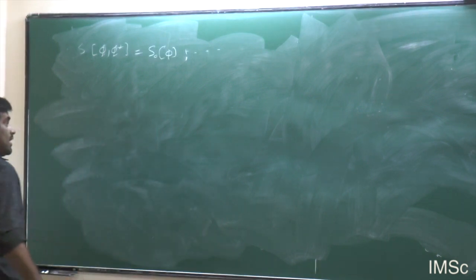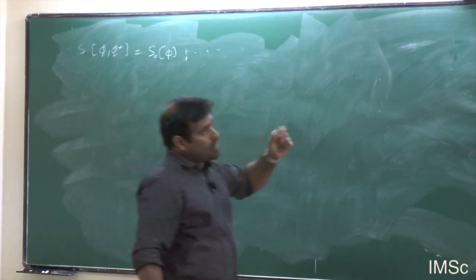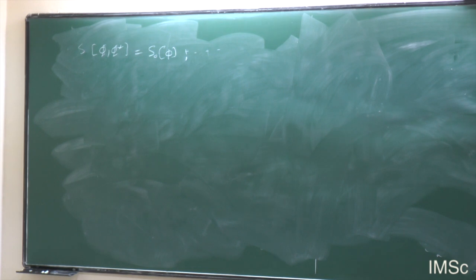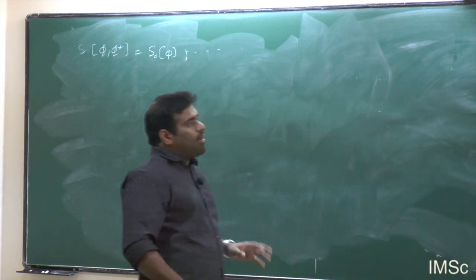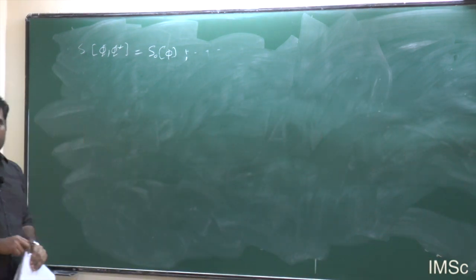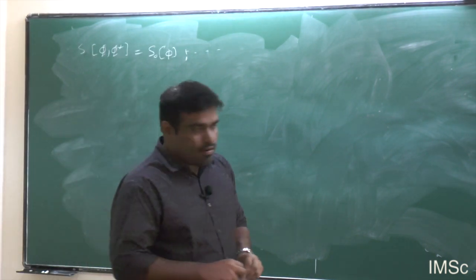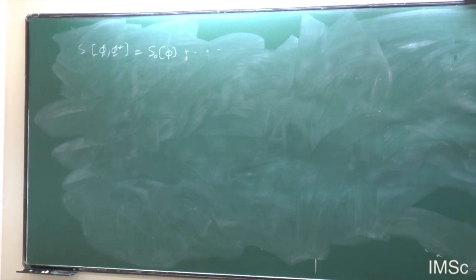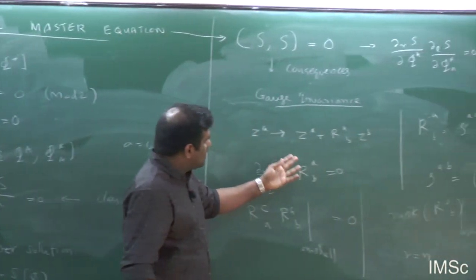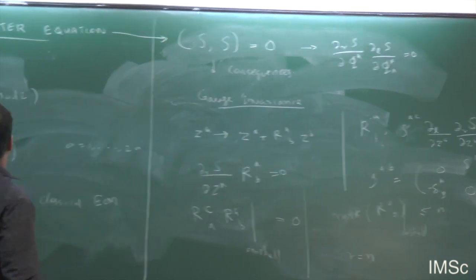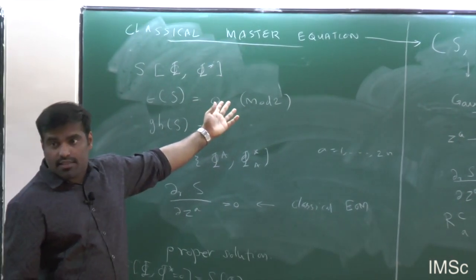And the BV master action, the classical master action, is a unique action that you can produce from the classical action of your classical system, up to some simple transformations. It's a gauge invariance for the classical master action. That's not the gauge transformations.